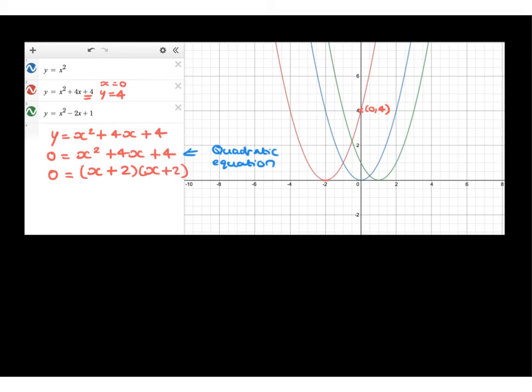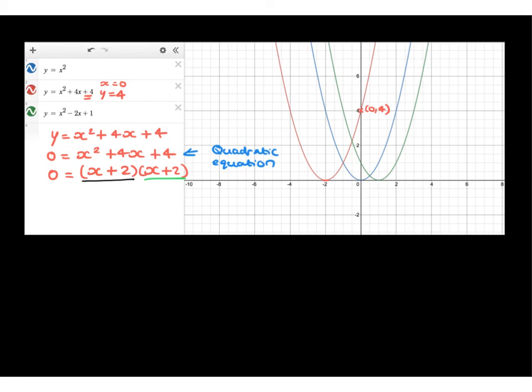Now, what does that mean when we try and solve this? So remember what we've been talking about with the solving of quadratic equations. And again, I repeat, this is something you will study in much more detail, in full detail at GCSE. So this is just a little taster of some of these concepts. So you have a product of x plus 2 and x plus 2, and they're multiplying together to make 0, which means one or the other must equal 0. But in this case, they're both the same.